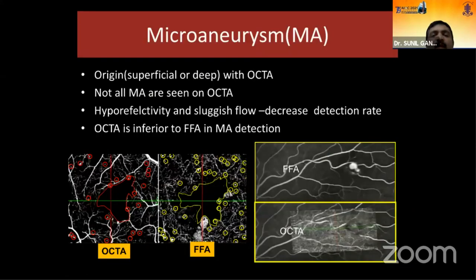diabetic retinopathy. Coming on to each lesion, coming on to the microaneurysms, you can know the exact depth of the microaneurysm, whether it is superficial or deep. Not all microaneurysms are seen on OCTA because of the sluggish flow in these microaneurysms.